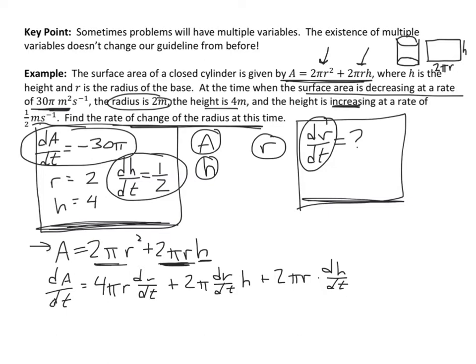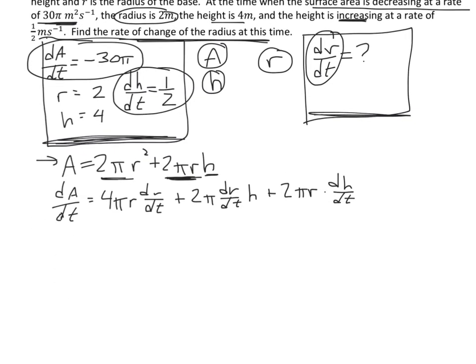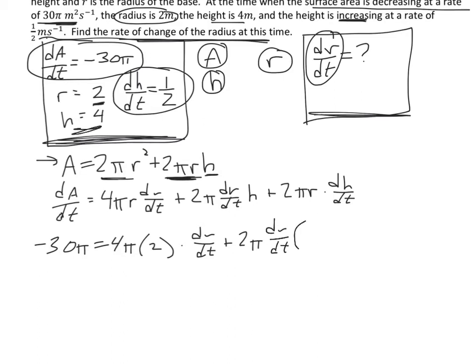Okay? So now that I've got this whole long formula here, I'm going to go through and plug in all the values that I have. dA/dt is negative 30 pi. 4 pi, my radius was 2. My dr/dt is the thing that I want to find, so I'm just going to leave dr/dt. This is just a variable I'm going to have to find. Plus 2 pi. Now dr/dt, again, is the thing that I want to solve for. And h was given to us. That was one of our pieces of information, so I've got 4 there. Plus 2 pi, r is 2, and dH/dt is 1/2.